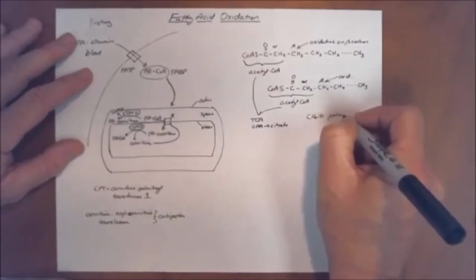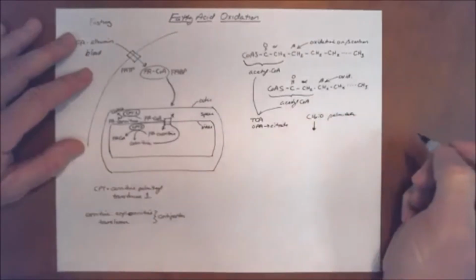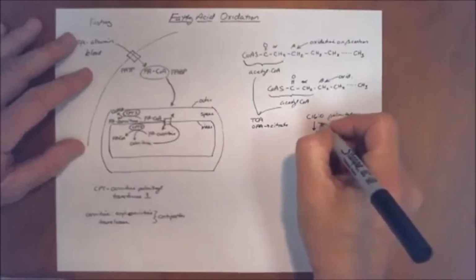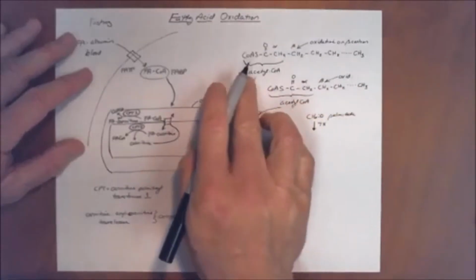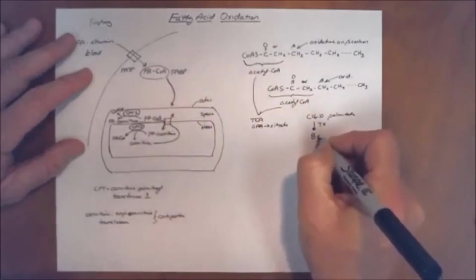Because we're in the matrix of the mitochondria, these acetyl-CoAs that are generated can enter the TCA cycle by condensation reaction with oxaloacetate to make citrate.